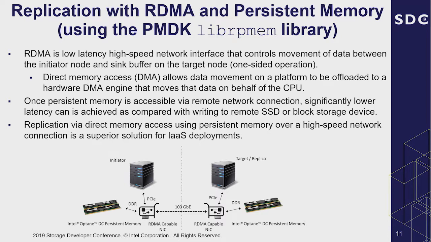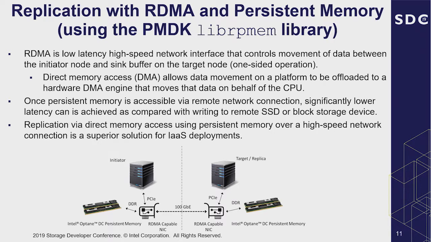the CPU. As you can see in the diagram here, there's still an interface between the CPU and the RDMA capable NICs, but really the data transfer is going from the initiator DRAM on the left, or Optane DC persistent memory on the left, to the one on the right. So once the persistent memory is accessible through the remote connection, we can expect significantly lower latency because it's simply more efficient not to involve the CPU, and just when there's a change detected on the initiator node, to automatically push that to the replication memory is much more efficient than traditional replication.